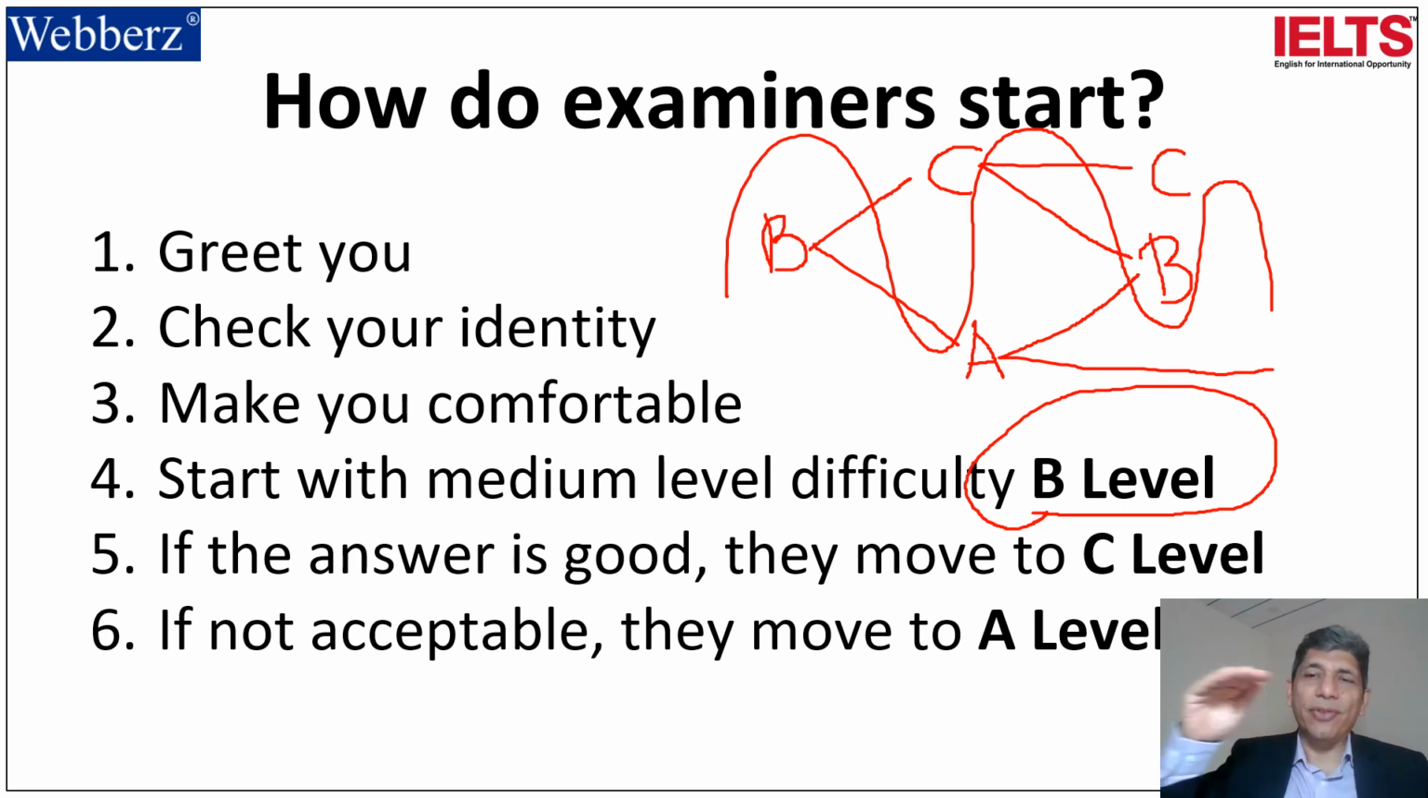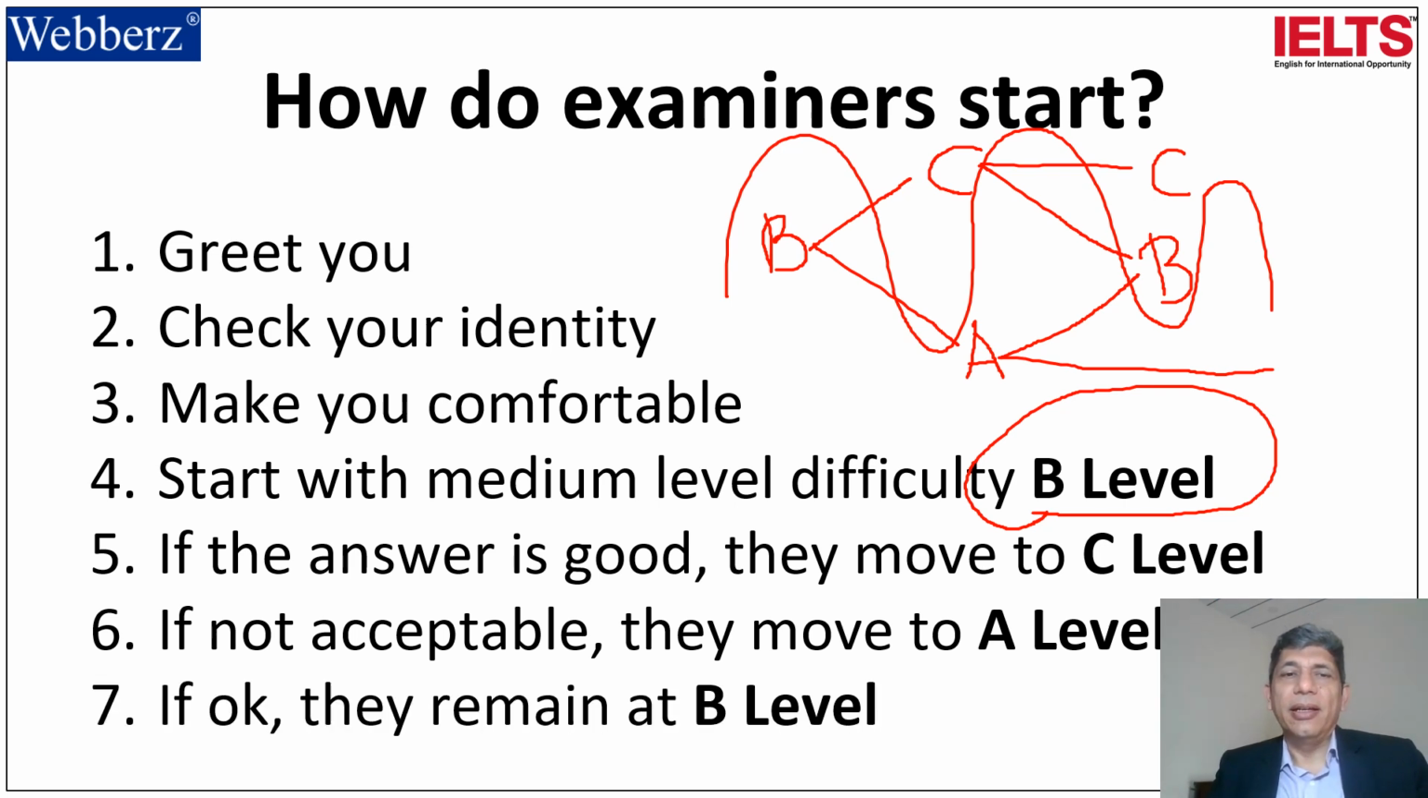Some questions are of A level, some are B level, some are C level. So the level of difficulty keeps on varying throughout the exam. So it is stable also. A point comes when an equilibrium is reached and they feel that this person is able to answer this type of question. That is where your band score comes into play.